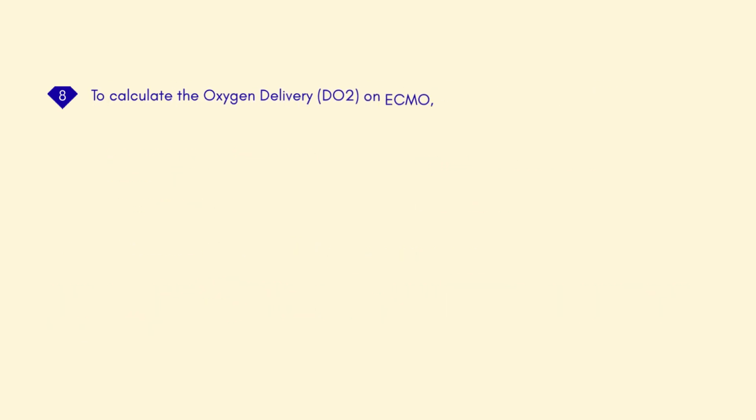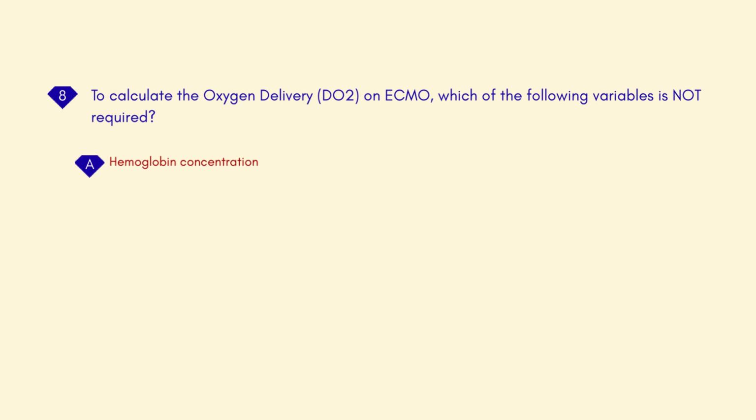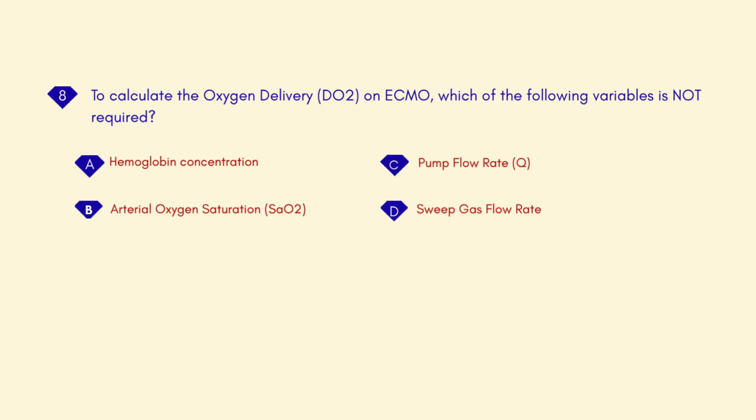To calculate the oxygen delivery, DO2, on ECMO, which of the following variables is not required? A. Hemoglobin concentration. B. Arterial oxygen saturation, SaO2. C. Pump flow rate, Q. D. Sweep gas flow rate. Answer: D. Sweep gas flow rate.